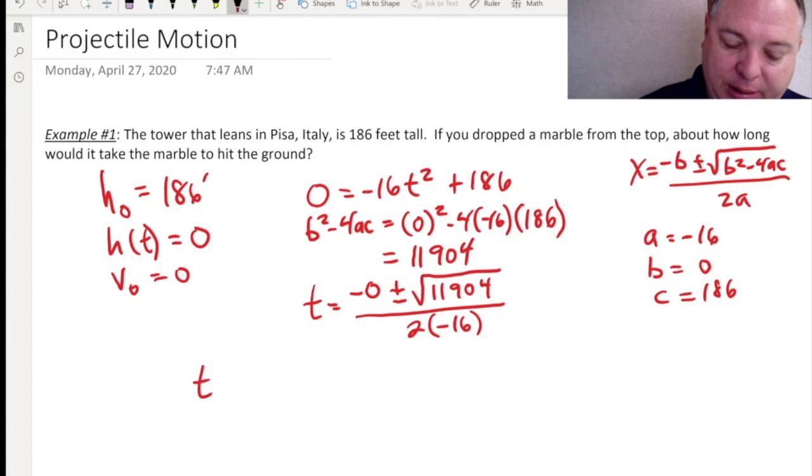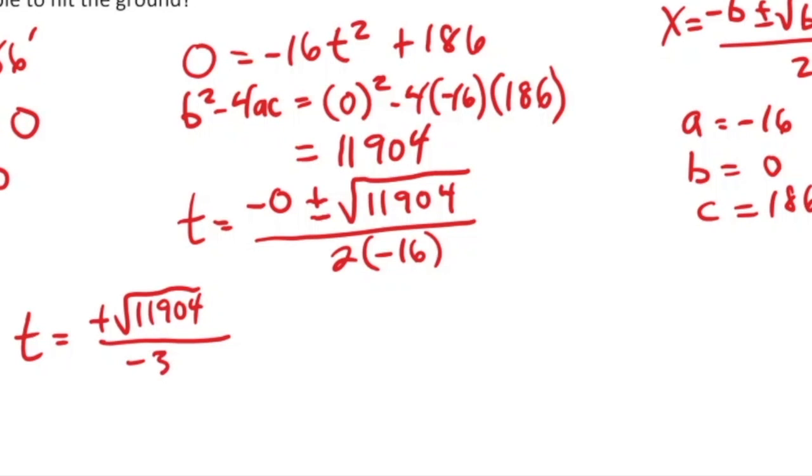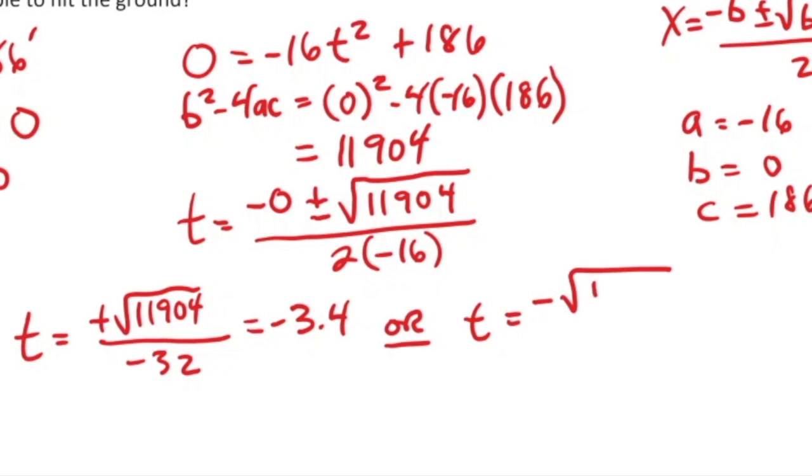So we'll do that. Negative 0 is just 0, so we're going to ignore that part, over negative 32, and on a calculator that works out to be negative 3.4. Or, if we work with negative square root of 11,904 over negative 32, positive 3.4.